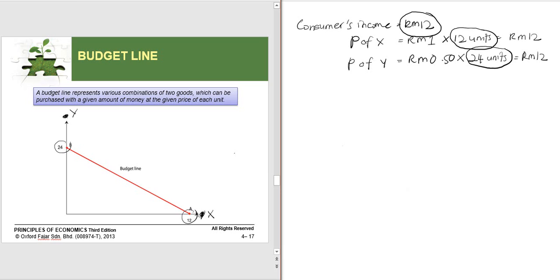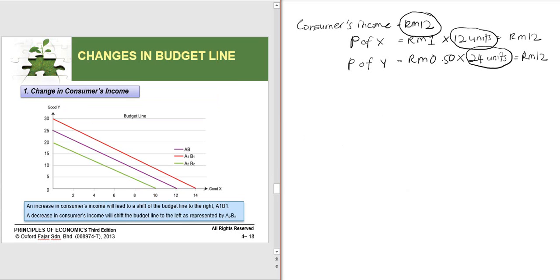Okay, so when you combine the two dots from here to here, you get a line, which we call the budget line. The red line here shows the maximum combination, the maximum units of X and Y that the consumer can buy with the budget that the consumer has. Maximum here, it cannot go further. Further meaning the consumer cannot buy, because the budget is only RM12 maximum.